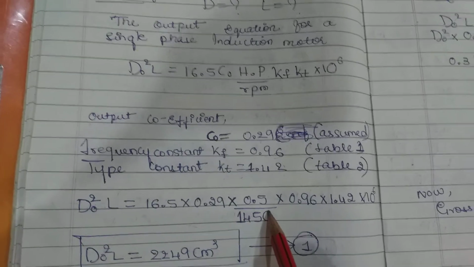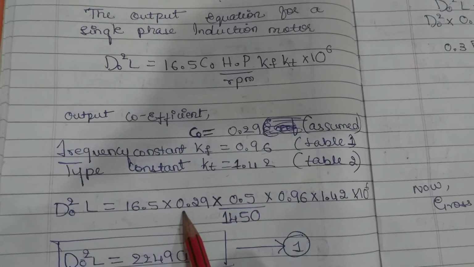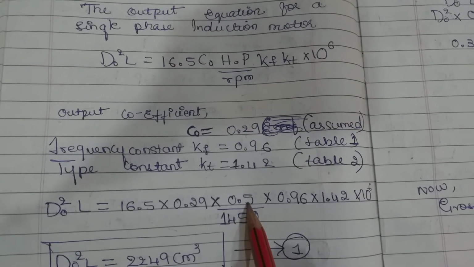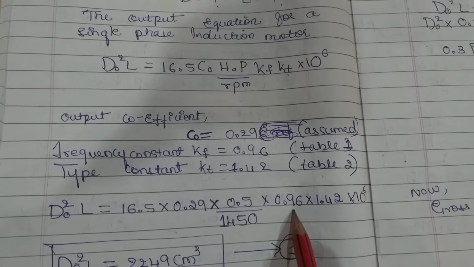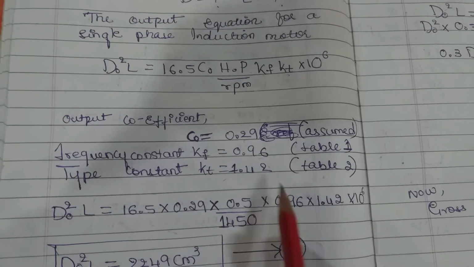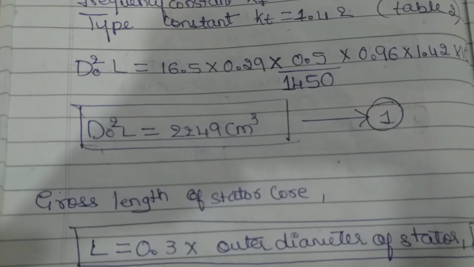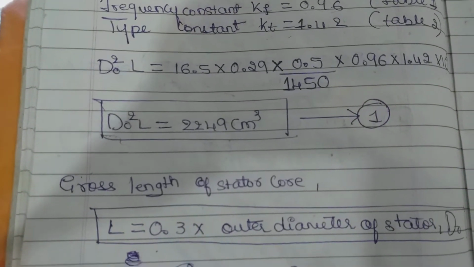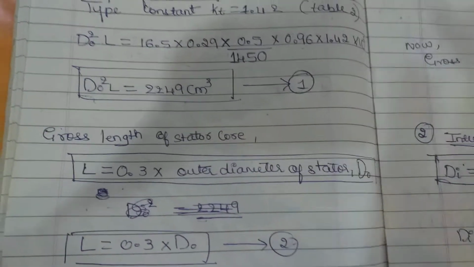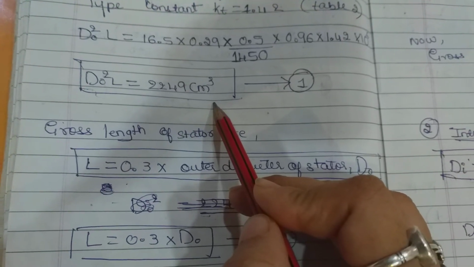So by substituting all these values, 16.5 is a constant, C0 is 0.29, HP 0.5 they have given, speed also they have given, KF value we have taken from table 1, KT value we have taken from table 2, 10 raised to 6 is a constant. By substituting all these values, what we are getting: D0 square L is equal to 2249 centimeter cube. Still we have not got the value of D and we have not got the value of L.